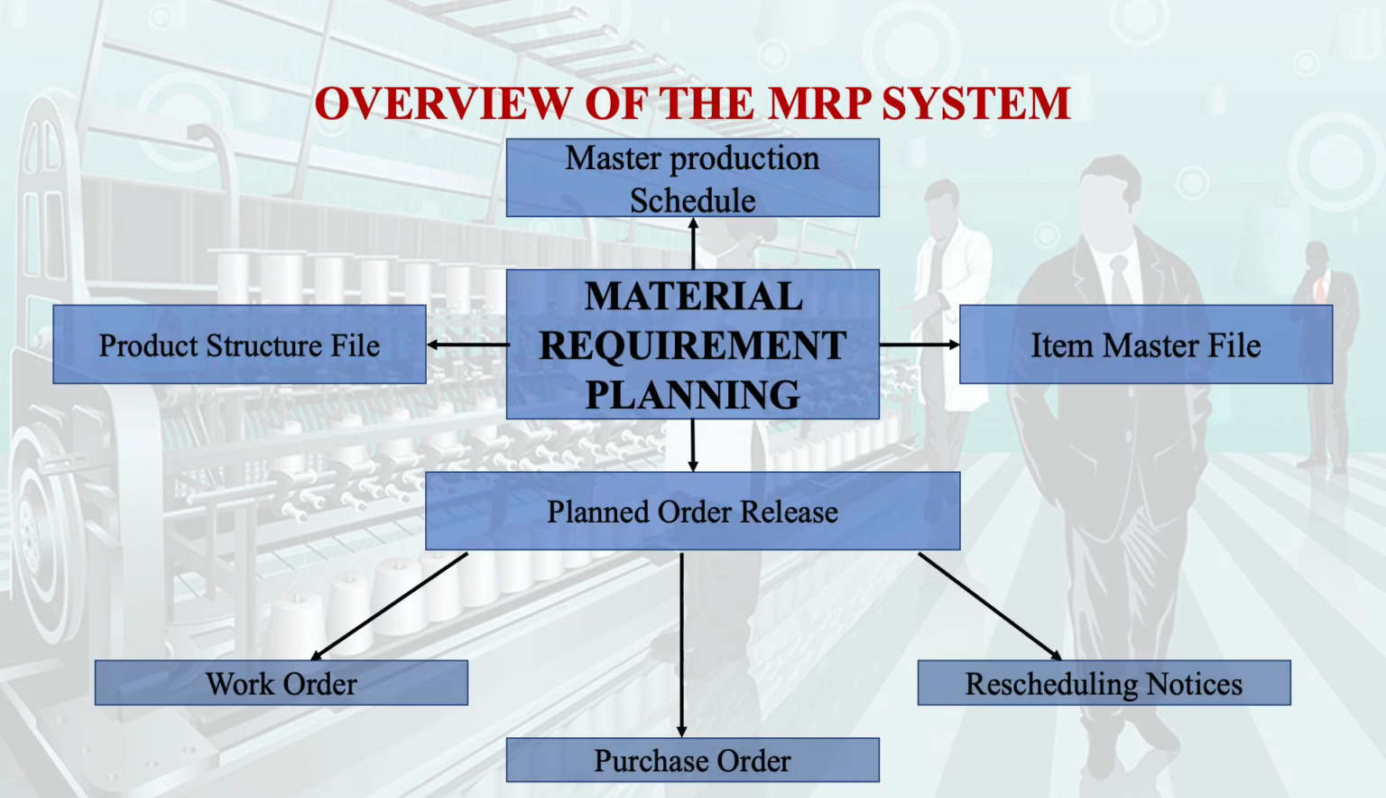This is the overview of the MRP structure which we are going to discuss today. That is the material requirement planning, then planned order, then week order, then purchase order, or rescheduling practices or matrices. All of these we will discuss today.